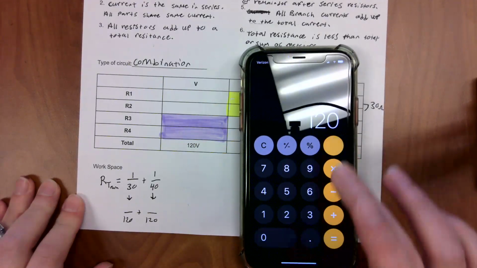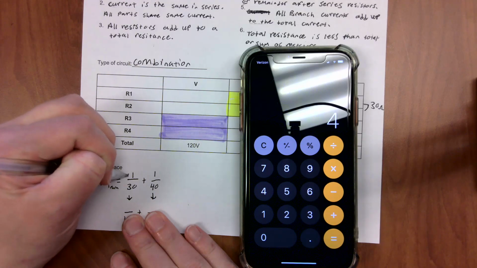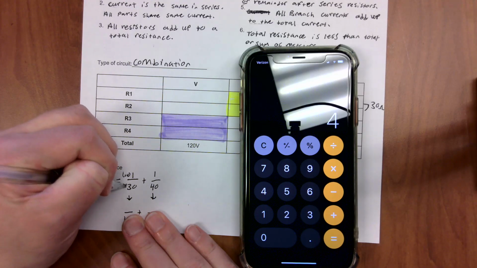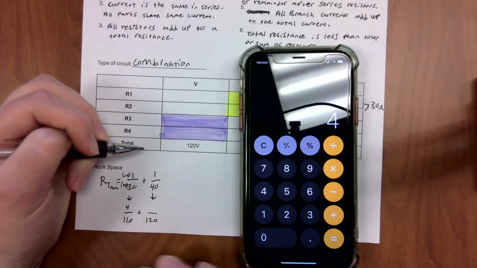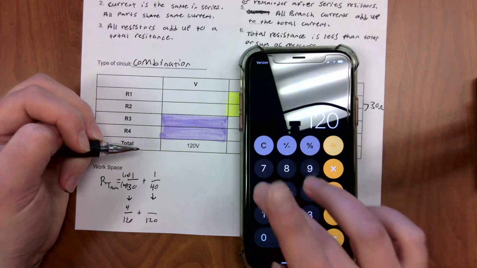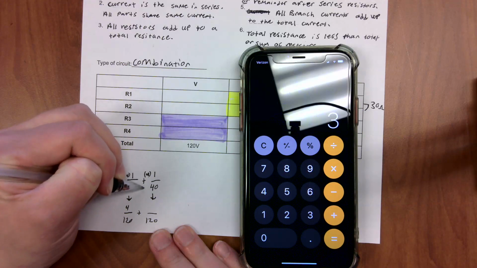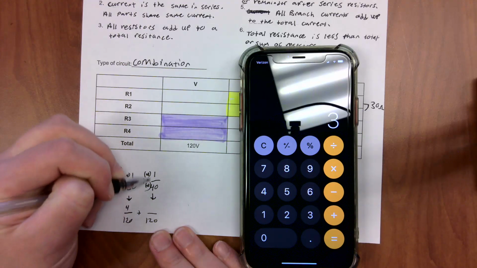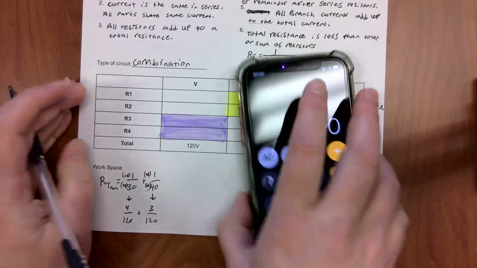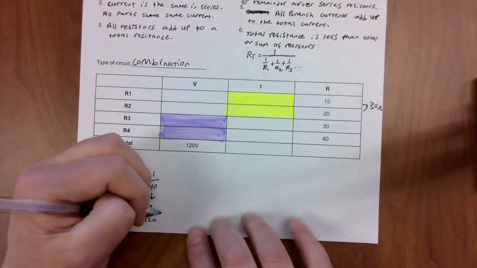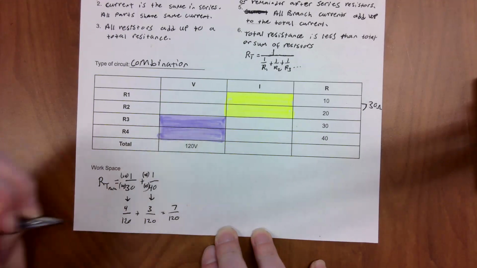So 120 divided by 30 is 4 times. So each of these needs to be times by 4. And so 1 times 4 is 4 up here. And 120 divided by 40 for this one is 3. So each side here gets times by 3. That will give us 1 times 3 is 3, and 120 on the bottom. We add these together to get 7 over 120.